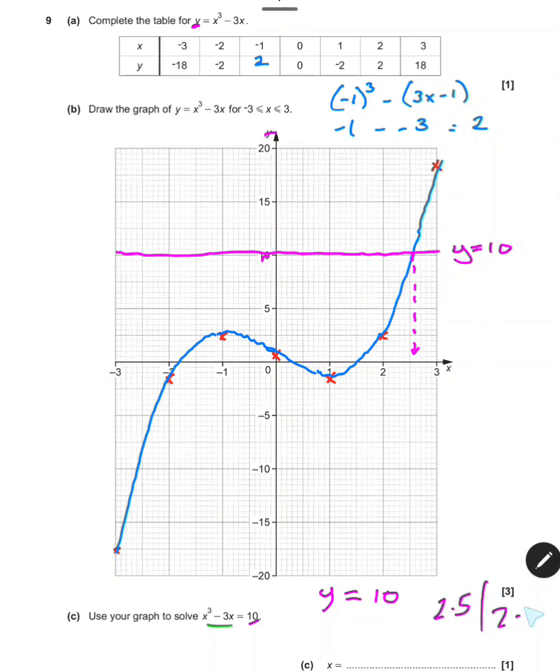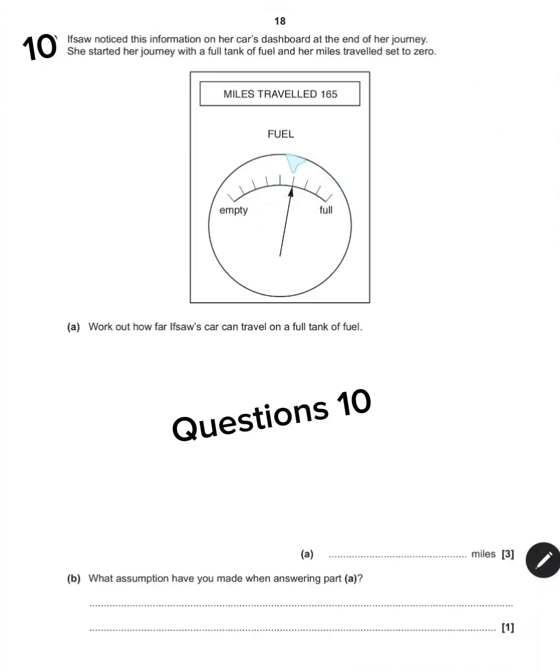And we're looking at a car's dashboard and it's talking about how much fuel is left in the car. We also know how many miles have been travelled. So we started with a full tank and we're now down to this. So I'm going to write a fraction. This looks a bit like a fraction bar. A fraction for how much fuel has been used.